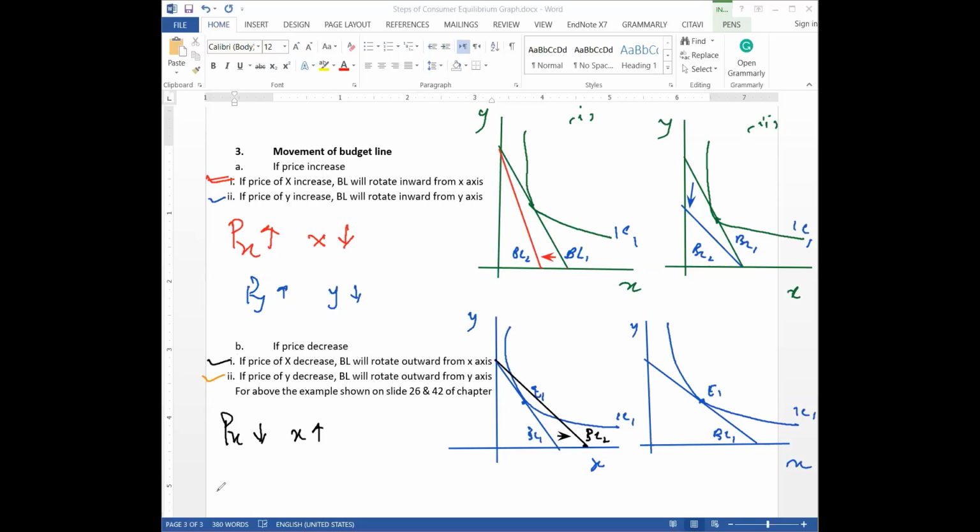Similarly, if the price of Y decreases, so PY decreases, so Y will increase. Okay, so what will happen? There will be a bigger point, and I will draw it from here to here, and the arrow will show like this. So there is an increase in Y.